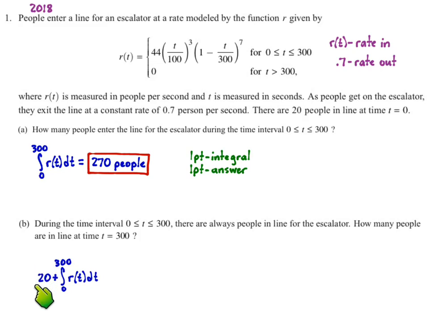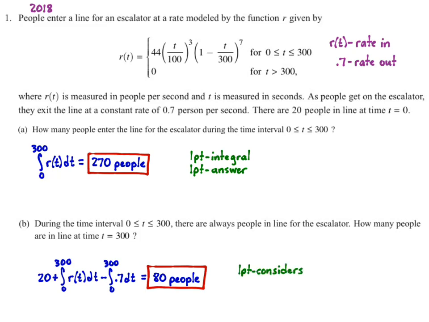Now why is that? This is what we started with plus how many people were added, because r of t represents the rate in. The integral of r of t represents how many people were added. And then we need to subtract from that the amount of people that were taken away. Well, because 0.7 represents the rate out, we would say the integral from 0 to 300 of 0.7 dt. So again, how many people we started with, how many people were added, how many people were taken away. And then we're just typing this into our calculator, so we end up with 80, and that would be people.